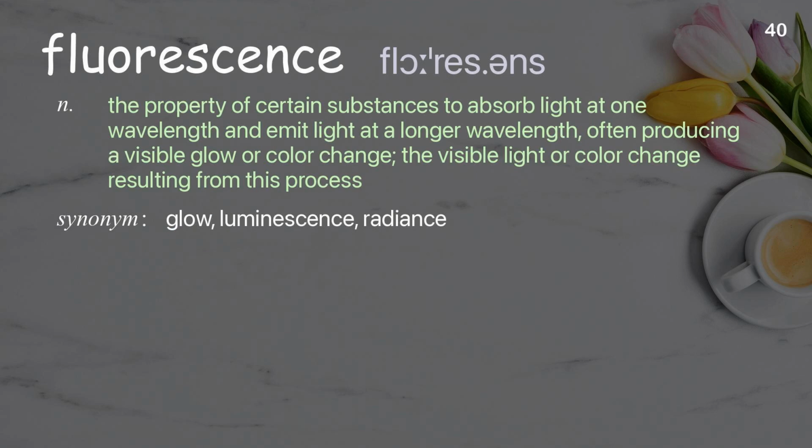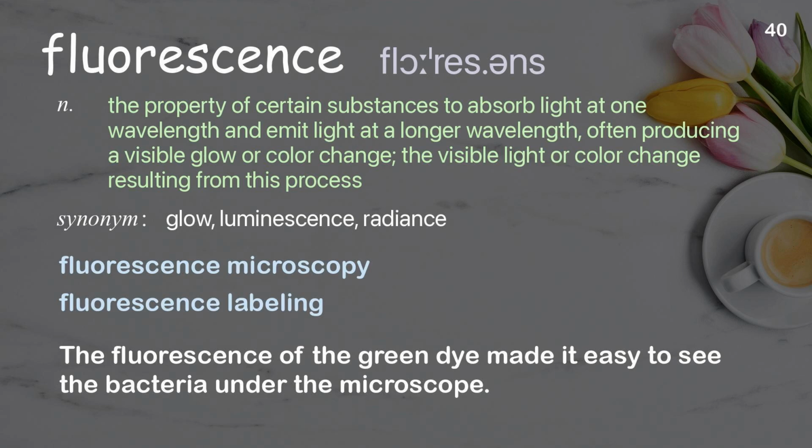Fluorescence. The property of certain substances to absorb light at one wavelength and emit light at a longer wavelength, often producing a visible glow or color change. The visible light or color change resulting from this process. Examples: Fluorescence microscopy. Fluorescence labeling. The fluorescence of the green dye made it easy to see the bacteria under the microscope.